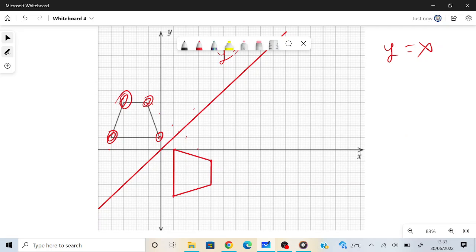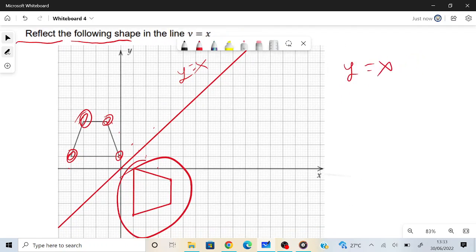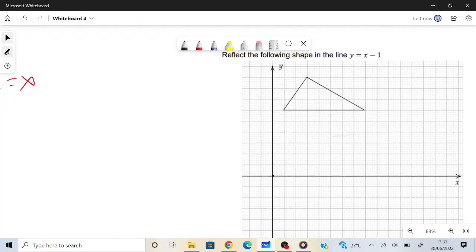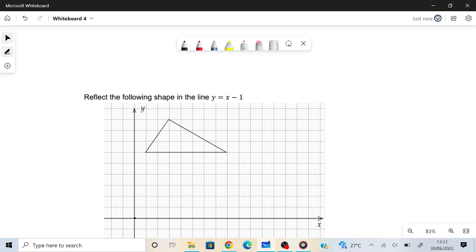Yep. Again, not the most accurate, but I think we get the idea. This is how your shape is meant to look after reflection in the line y equals x. And that is the answer to that question. And on to the final one. It says, reflect the following shape in the line y equals x minus 1.